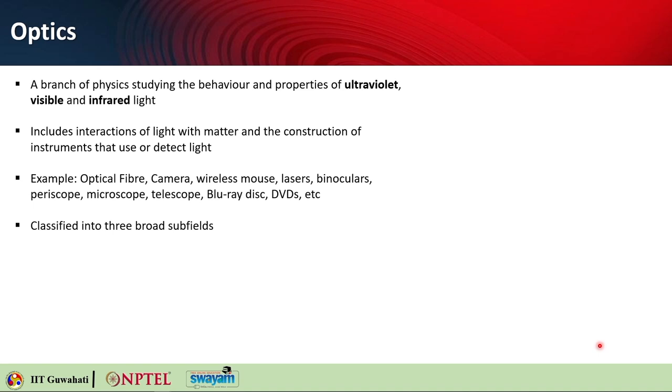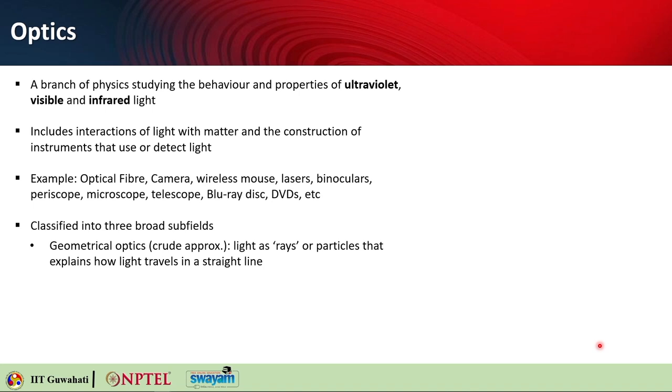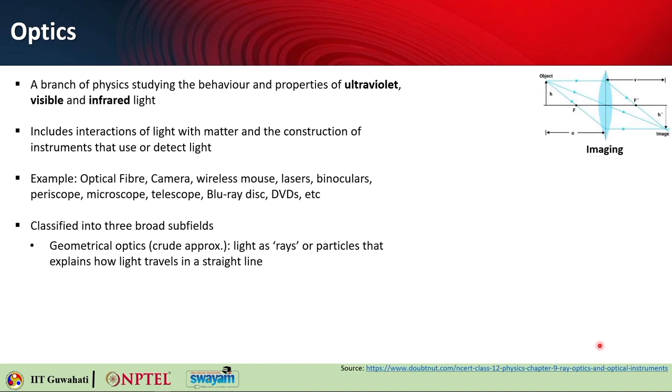Now, you can classify optics broadly into three subfields. The first one is geometrical optics, and as you know, it's a very crude approximation. In this approximation, light is considered as rays or particles, which explains how light travels in a straight line. So straight from our school book, you can see that using a lens you are able to image a particular object, and this can be very well explained using the ray approximation, that is geometrical optics.